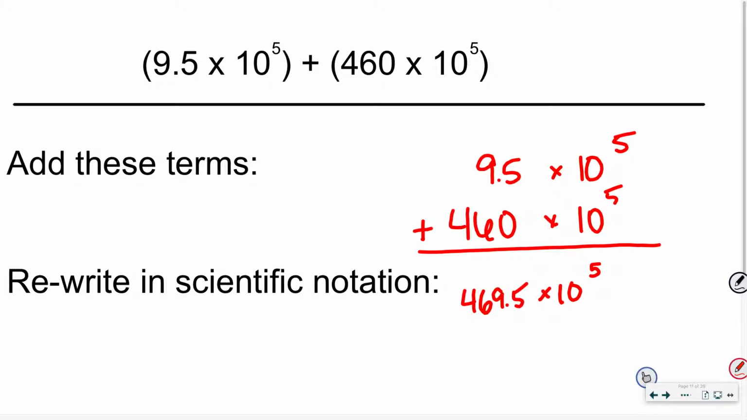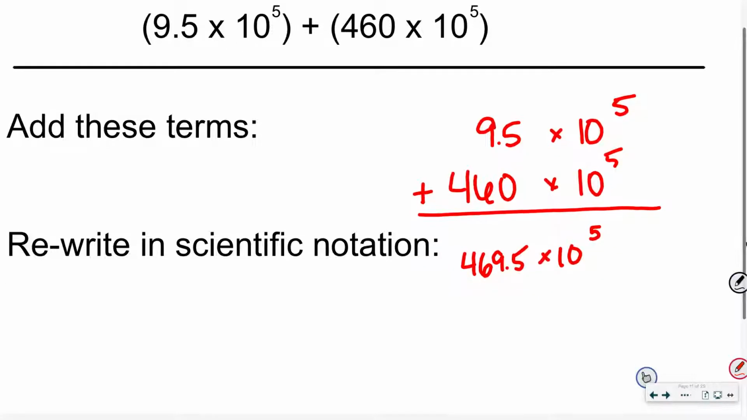So now if this is where you got to, and you wrote down as your answer 469.5 times 10 to the 5th, you are not wrong. That is the right number. However, in terms of a grade, you'd probably be at a 3 right now. Why do you think it's not a 4 yet? Because that's not in proper scientific notation. Proper scientific notation, what do I know about that first number? That has to be between 1 and 10. Yes, so what would it be?